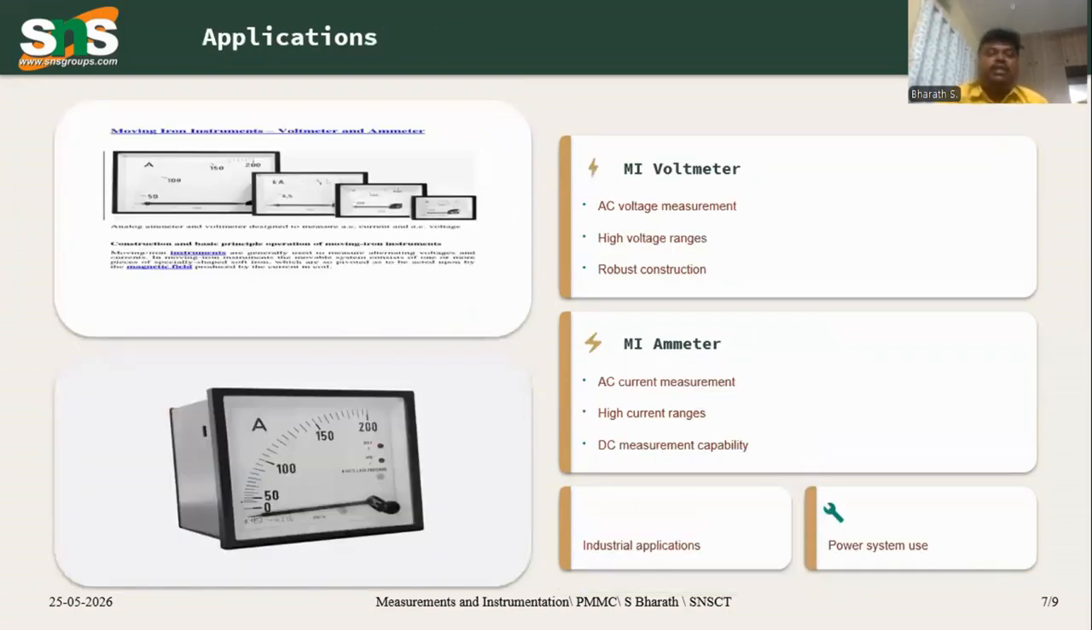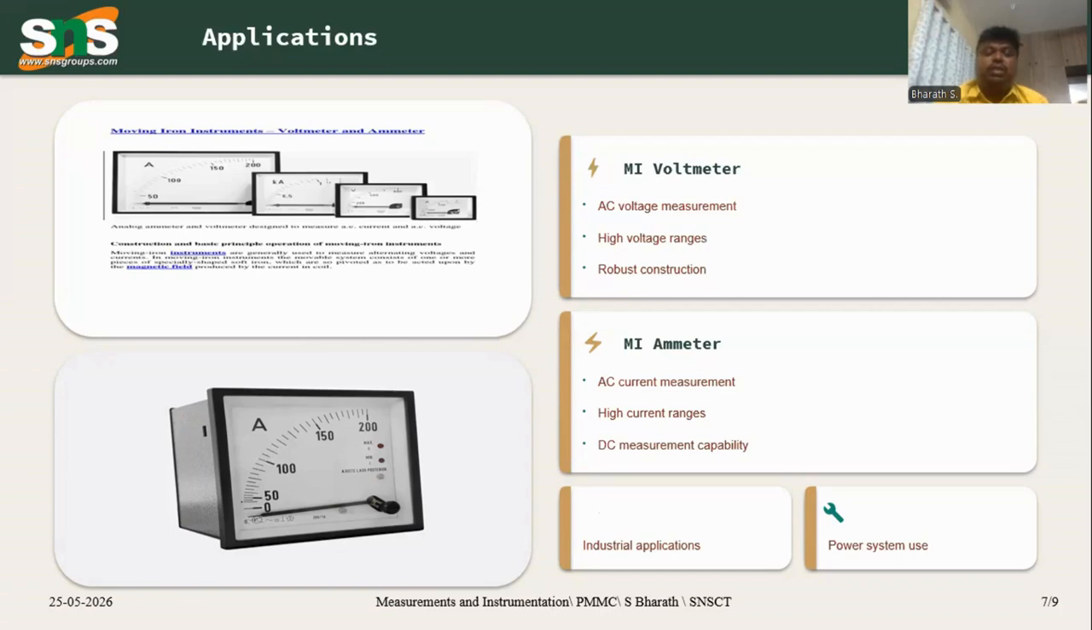What are the various applications of MI instruments? We have seen the construction and working of MI instruments, and also the characteristics of the various types, that is the attraction and repulsion types. It is applied in different parts of industries, mainly for measurement of AC voltage values, current values, high voltage ranges, with robust construction. MI meters are very accurate. For AC current measurement, it is not as accurate as digital, but it is still accurate. High current ranges and DC measurement capability are there. There are many industry applications for MI instruments.